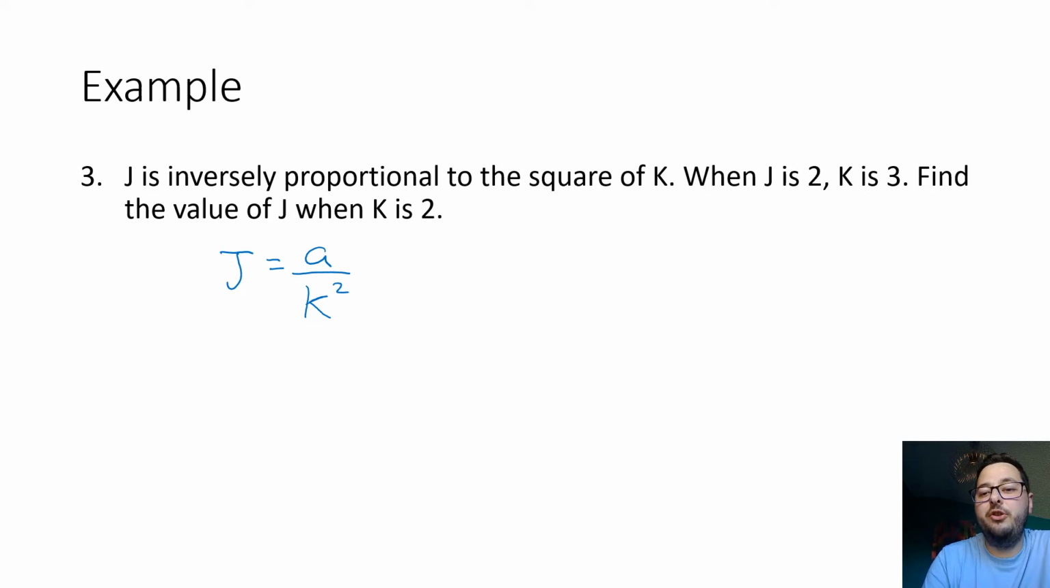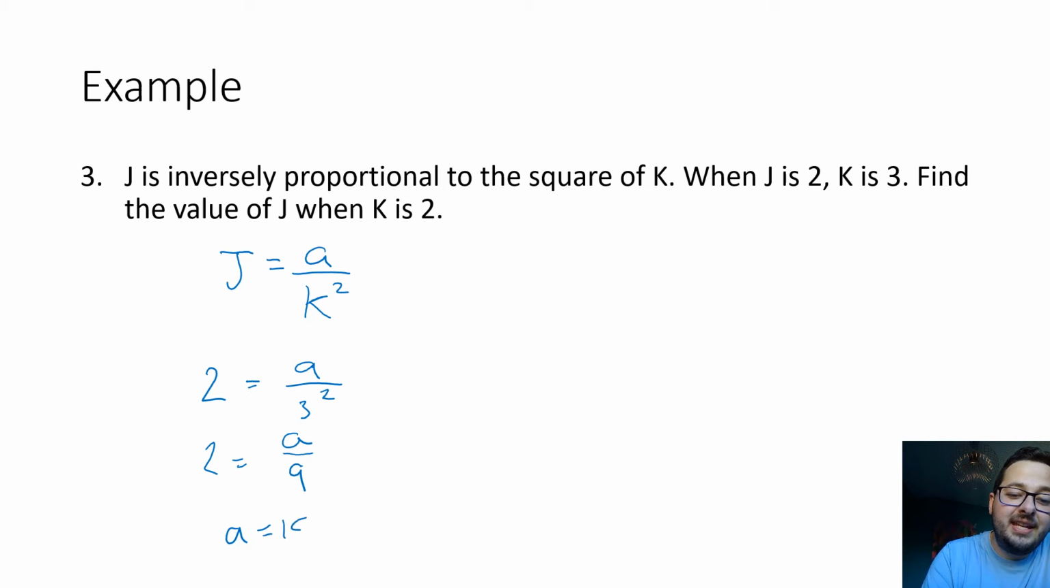Then we can plug these numbers in. So when J is 2, K is 3. So J is 2 is equal to A over 3 squared. Now 3 squared is 9. So 2 is A over 9. Now what divided by 9 is 2? Well, it's got to be 18. So A is 18. So we can write this formula now as J is 18 over K squared.